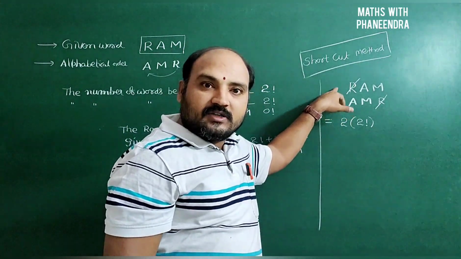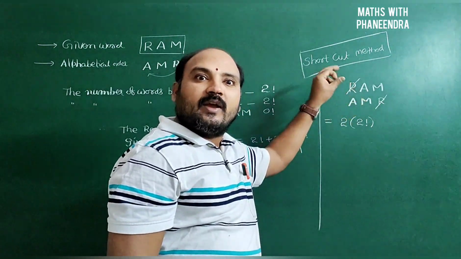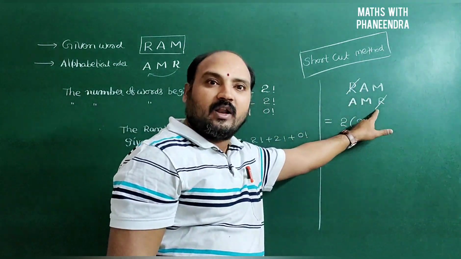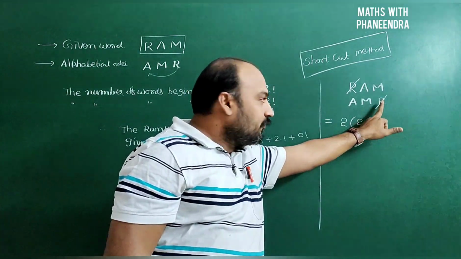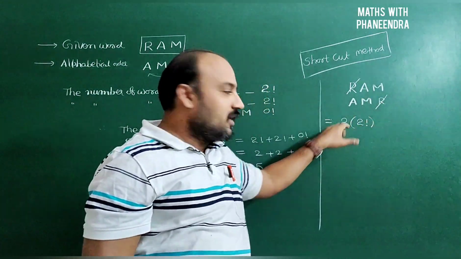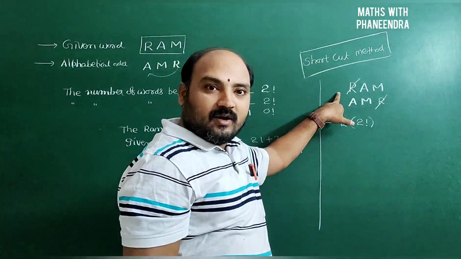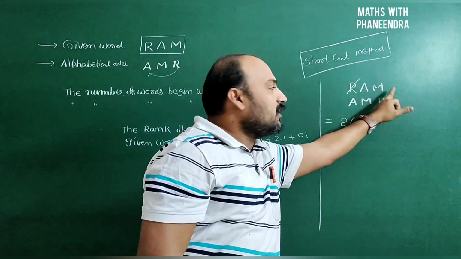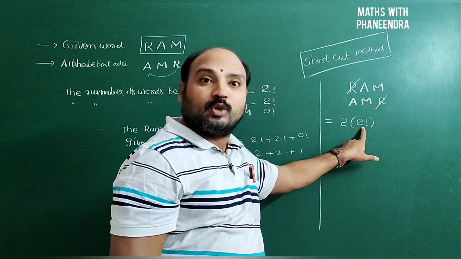In the given word, starting with R, no? So R you have to cancel it. In the same way, the R in the alphabetical order, you have to cancel it. In the alphabetical order, before R, how many letters are there? That you have to write here. And in the given word, after cancelling R, how many letters are left? 2 are there. So that we can write as 2 factorial.